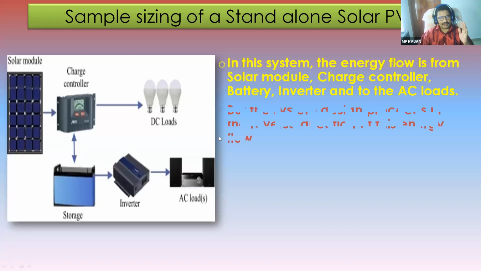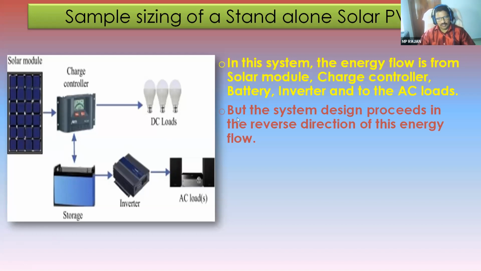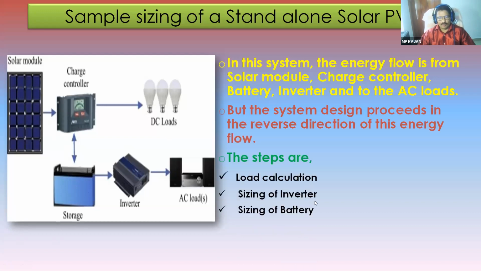But when you are planning, sizing the system, we have to go in the reverse order. First, load you have to calculate, then inverter, battery, here only the difference, solar module, then the charge control. So you have to size: load calculation, sizing of inverter, then sizing of battery, then sizing of the PV array, then sizing of the charge controller. This sequence you have to follow. So first is the load calculation.